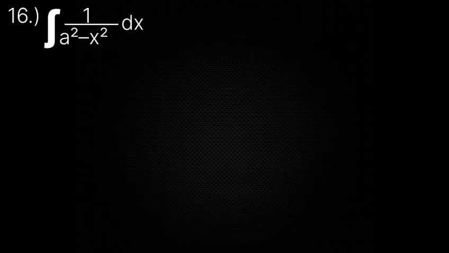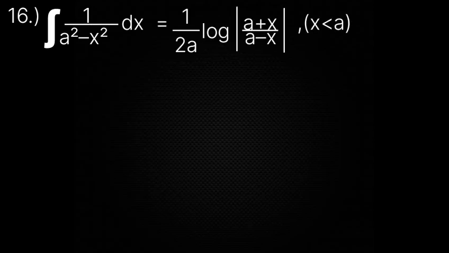When we integrate 1 over a squared minus x squared with respect to x, where x is less than a, the result is 1 over 2a times the natural log of the absolute value of a plus x over a minus x, plus the constant of integration c.